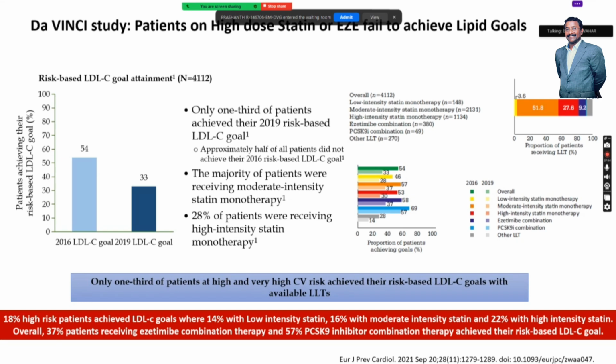Even though you prescribe statins, don't be happy that 100% of this population will get the expected lipid lowering results. Only 1/3 of the patients are achieving it. That means you need to do more than statin therapy in some individuals. About 18% of high risk patients achieved LDL-C goals, whereas it was 14% with low intensity statins, 16% with moderate intensity, and 22% with high intensity statins. Overall, 37% of patients receiving ezetimibe combination therapy and 57% receiving PCSK9 inhibitor combination therapy achieved their risk-based LDL goal.